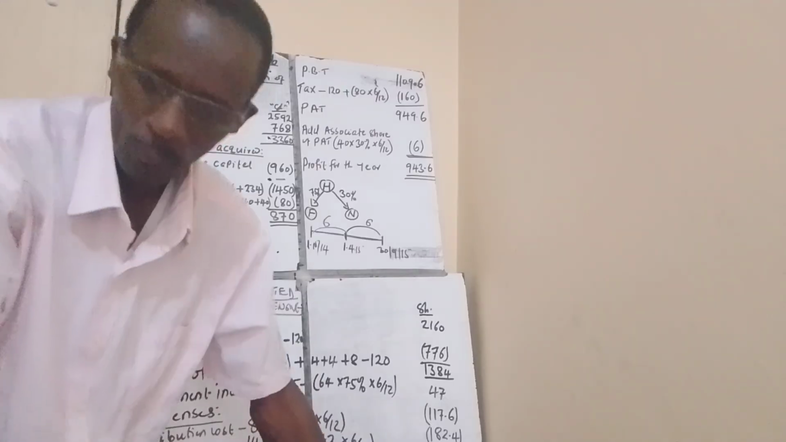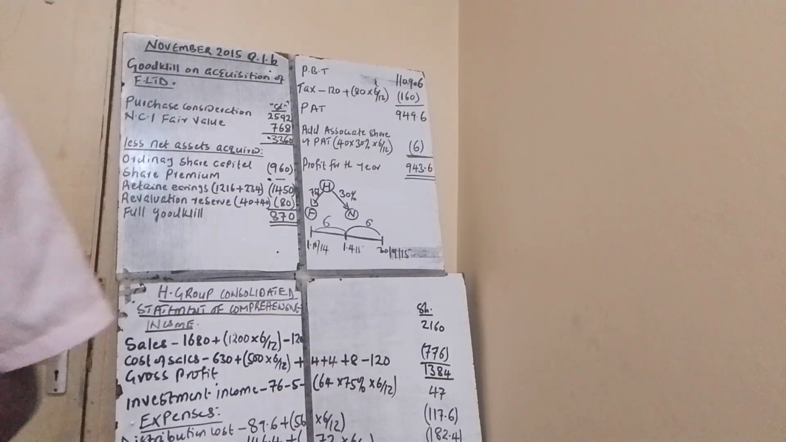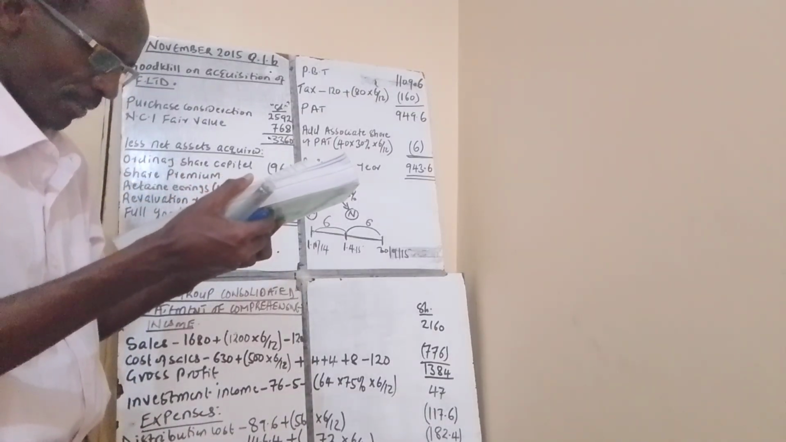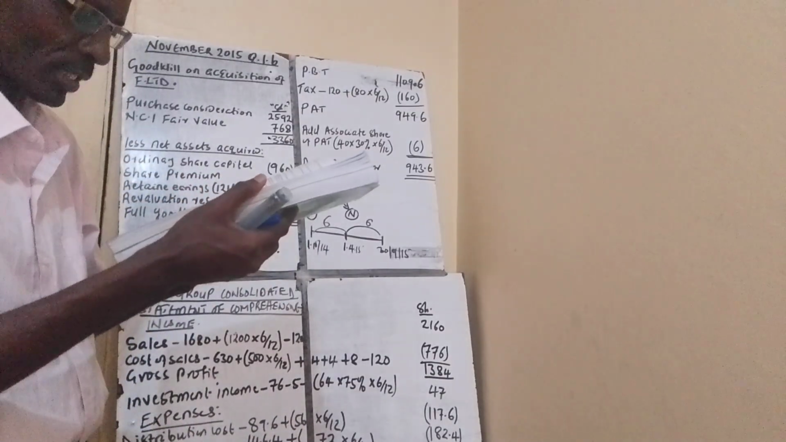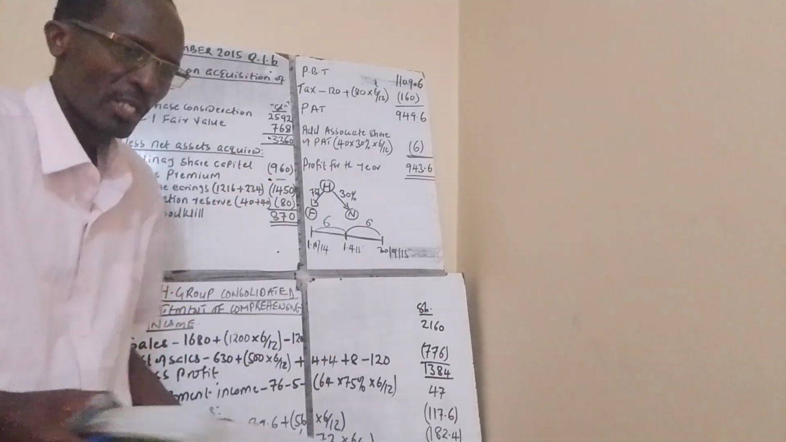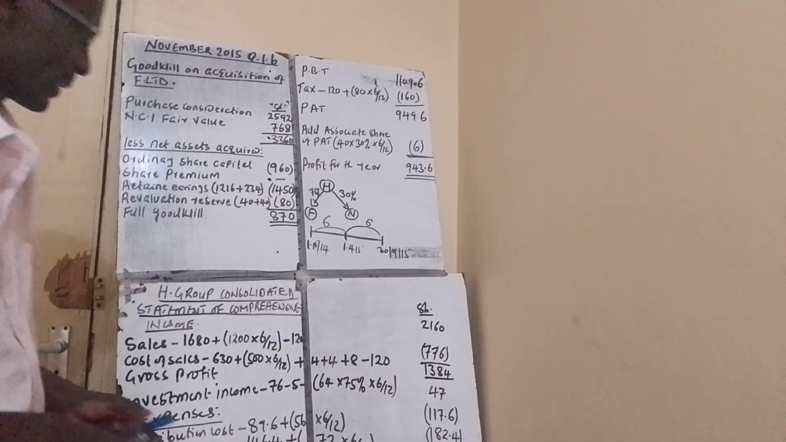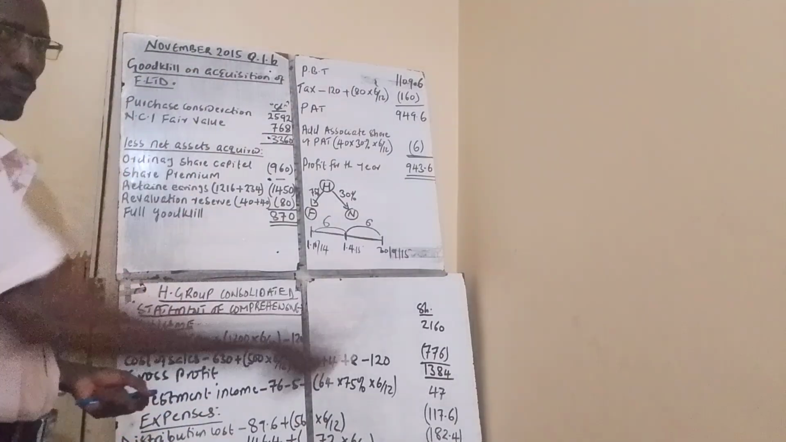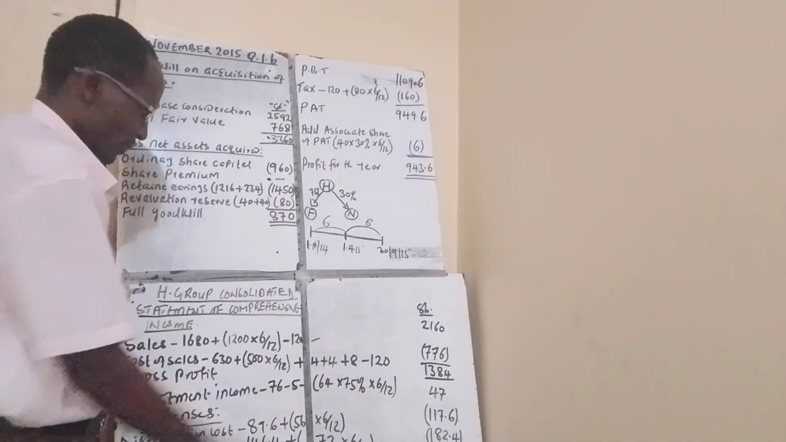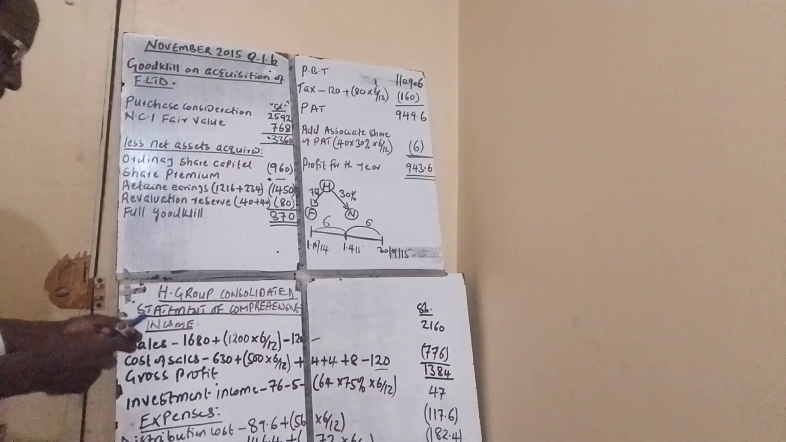Because we have been told, if I can get that point correctly, that during the year ended 30th September 2015, H Limited sold goods to F Limited at shillings 120. So to one group member, it is a sale. To the other group member, it is a purchase. So that figure, you are lessing it as sales, and you're also lessing the same figure as purchases.